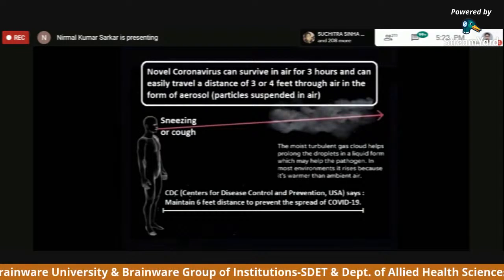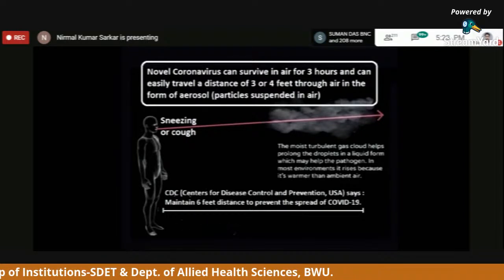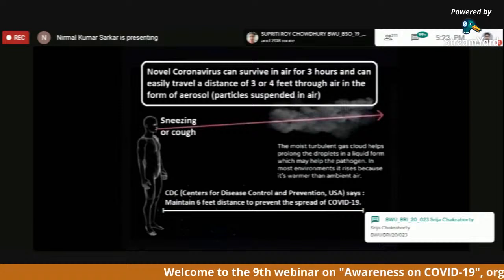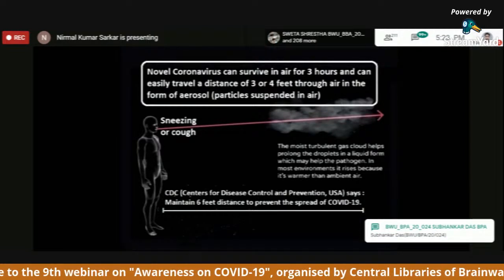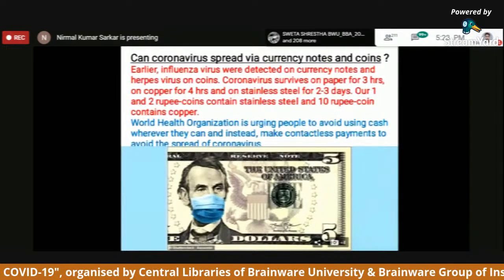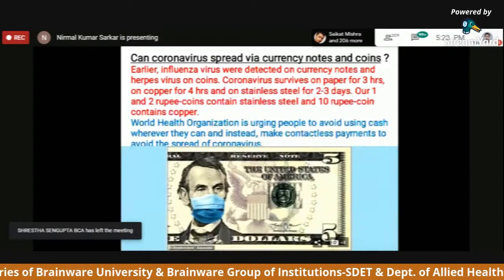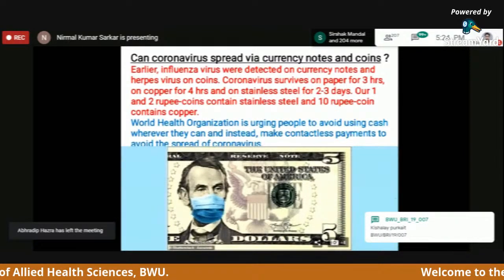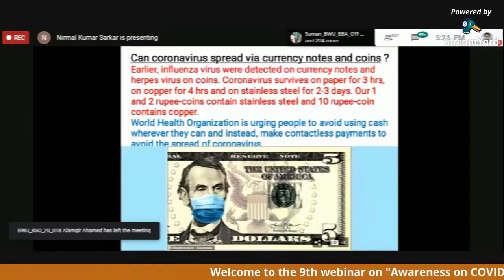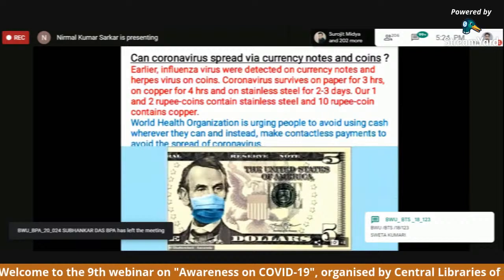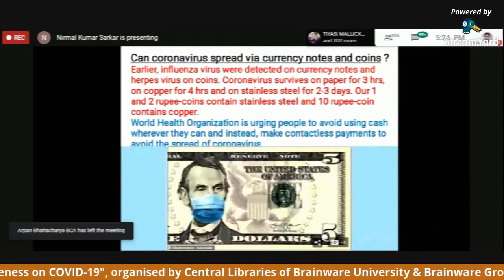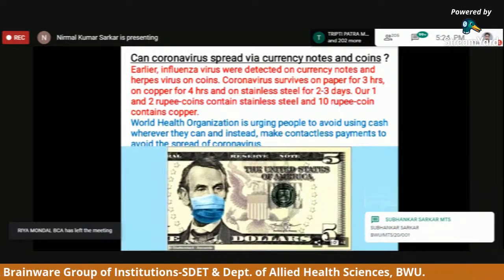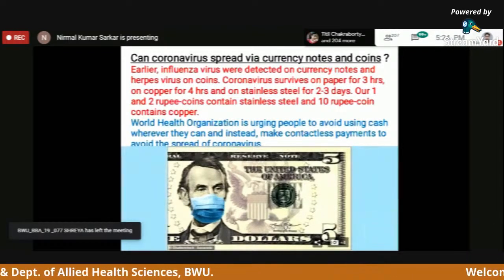CDC, or the Centers for Disease Control and Prevention, USA, warns that a distance of 6 feet should be maintained between two people in order to prevent the spread of novel coronavirus. Now, one question. Can coronavirus spread via currency notes, paper currency notes, and coins? Quite earlier, scientists succeeded to detect the presence of influenza virus on paper-made currency notes and herpes virus on metallic coins. Therefore, the possibility of adherence of novel coronavirus to currency notes and metal coins cannot be completely ruled out.